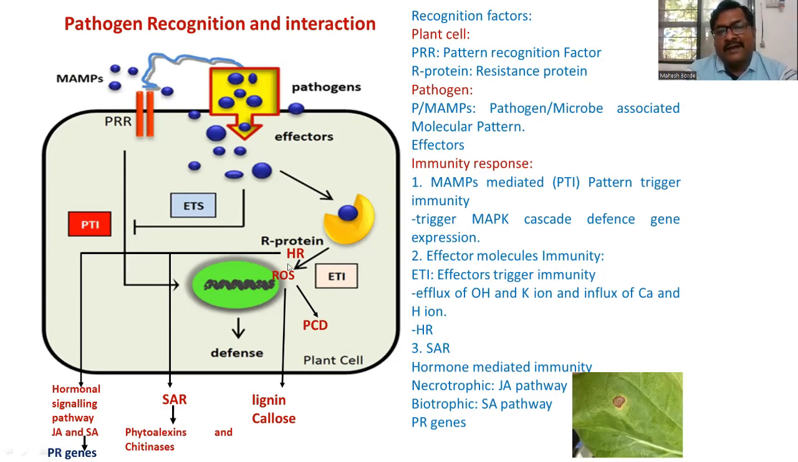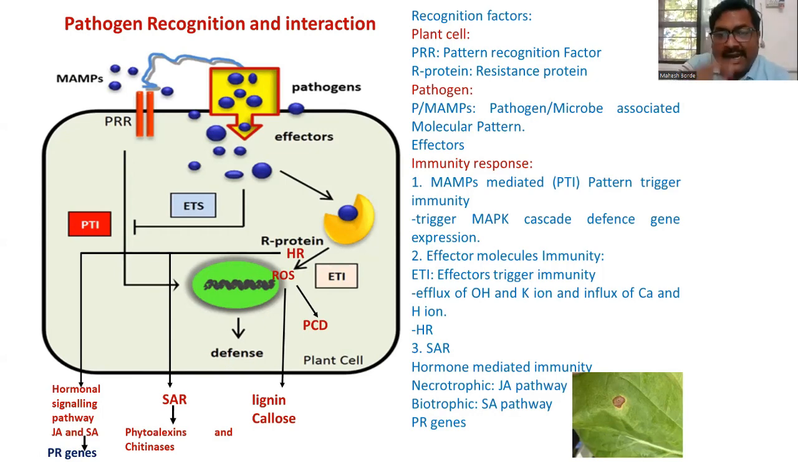When they are bound to the resistance protein, the hypersensitive response of the plant cell will be triggered, and it will trigger a second line of defense response, that is effector triggered immunity. So this effector triggered immunity will be enhanced, which effluxes the hydroxyl ion and potassium ion, and influxes calcium ion, which leads to an increase in the hypersensitive response of the plant. Hypersensitive response means there will be generation of ROS, that is reactive oxygen species. When there is a generation of ROS, the plant undergoes programmed cell death. The plant itself kills its own cells, which are more infected by the pathogen.